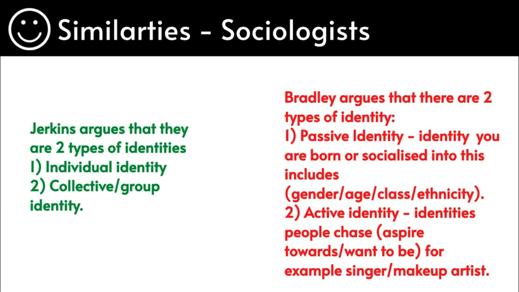Bradley, another sociologist, argues that there are two types of identities individuals form. The first type of identity is passive identity, identity which you're born into. This includes gender, age, class, and ethnicity. It's a type of identity which we're socialized within our daily life, and maybe we are born into it. The second is active identity, things which we chase, things that we aspire to become. For example, some people may aspire to be actors, actresses, makeup artists, singers, dancers. So there are two types of identities, passive and active.